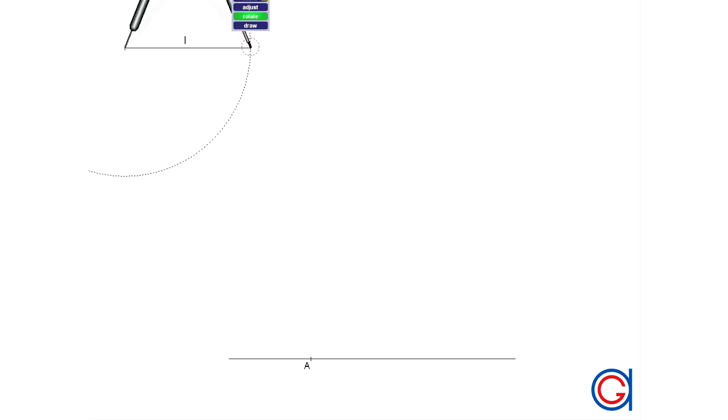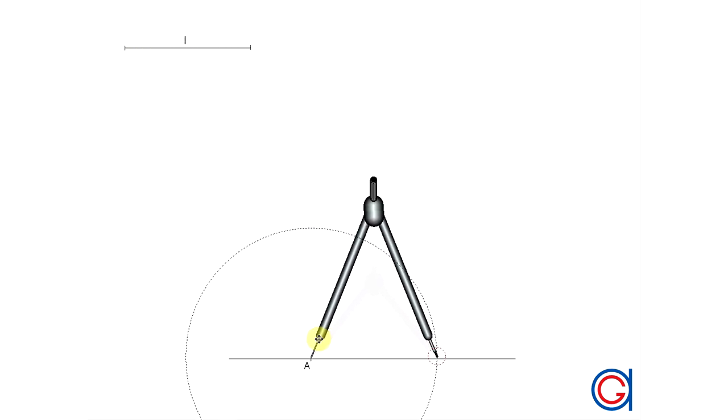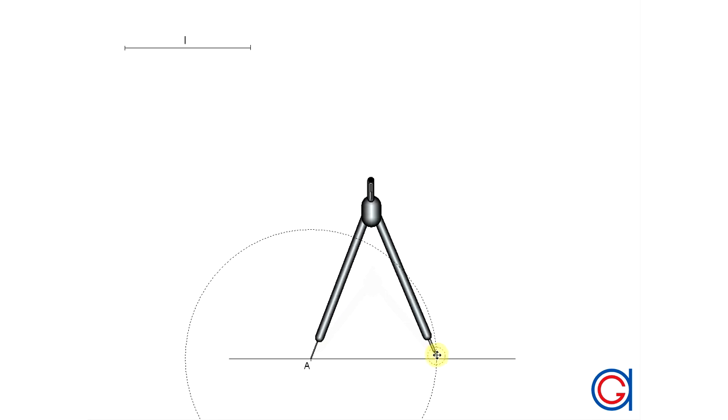Now set the compass to the length of the side of the heptagon that we want to draw and scribe an arc to get point B, as shown here. This will be the first side or the base of the polygon that we want to draw.